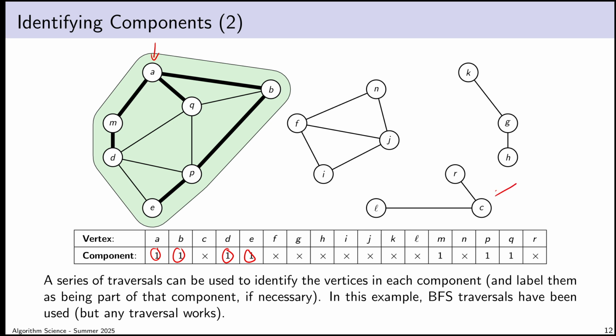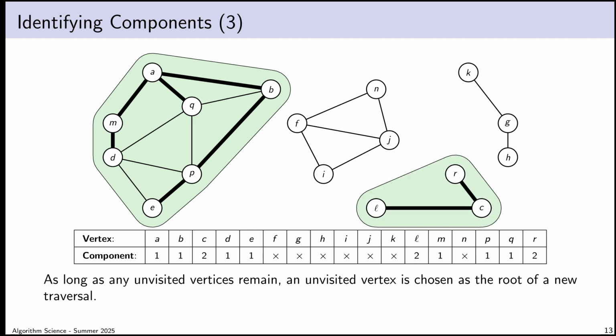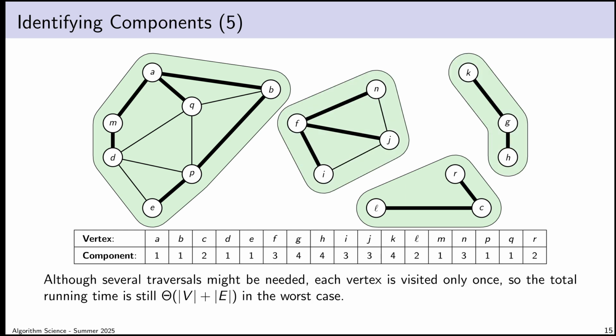So the next one I see will probably be vertex C. When I see an unvisited vertex, I run a traversal starting at that vertex, and I label all the vertices that I see with the next available component number. So I guess that would mean these 3 things all get added to component number 2. Okay, so there's component number 2 there. And then I just keep going until all vertices are visited. Okay, so there's component number 2, there's component number 3, and there's component number 4.